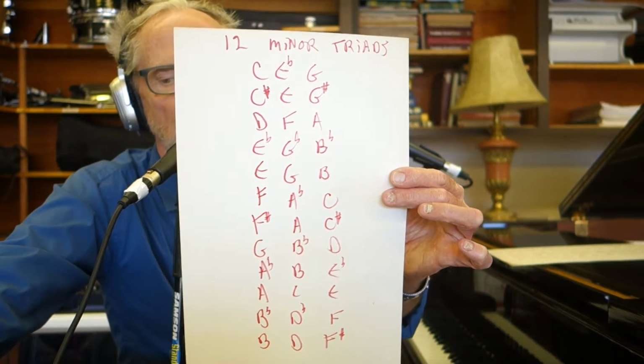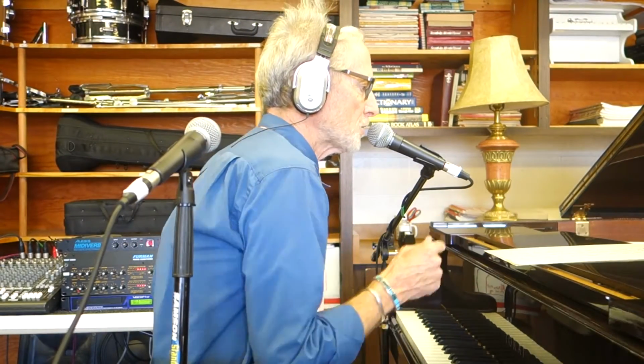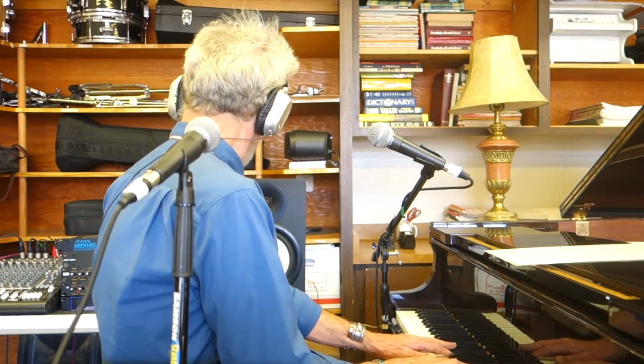Okay, let's play them. 12 minor triads. All right, here we go, guys. Now, start with C, E flat, and G. C, E flat, G. Okay, next is C sharp minor triad. C sharp, E, G sharp. D, F, A. E flat, G flat, B flat. Then G, E, B. I'm sorry, it's E, G, B, my bad. E, G, B, that's E minor triad.